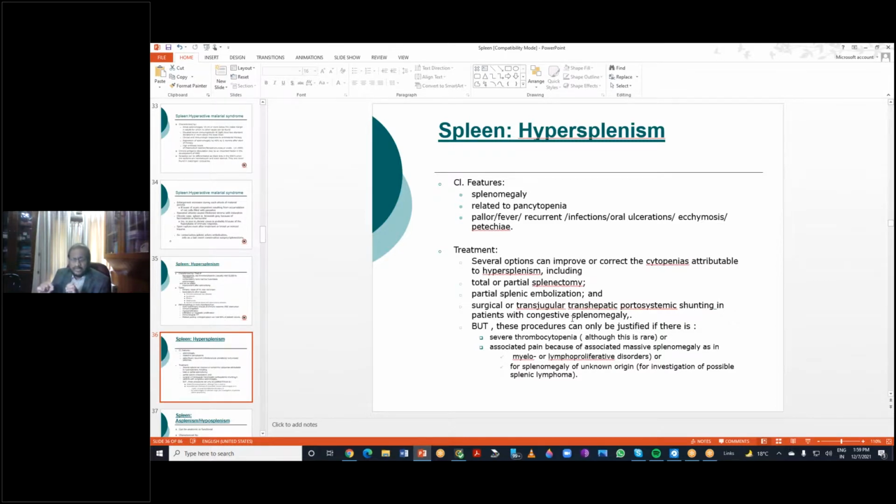It is usually indicated in those patients where there is a severe cytopenia, which is rare. And number 2, if the enlarged spleen is causing problems, for example, it is so hugely large that it is causing pain. So there, the reason why you're doing splenectomy is not because of hypersplenism. You are removing that spleen because that spleen is causing problems, not because it's causing hypersplenism. So what I'm trying to tell you is, in a patient of hypersplenism, the role of the surgeon is very, very limited for we as surgeons, right?